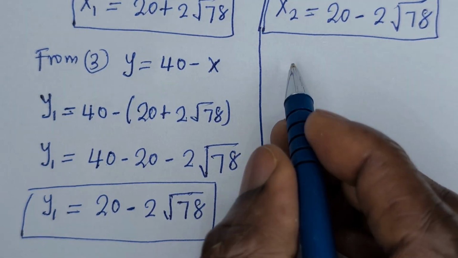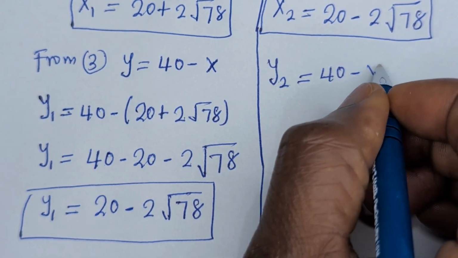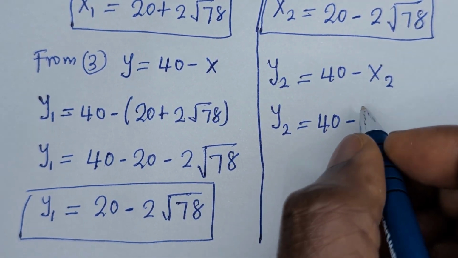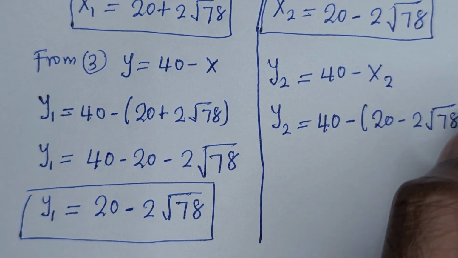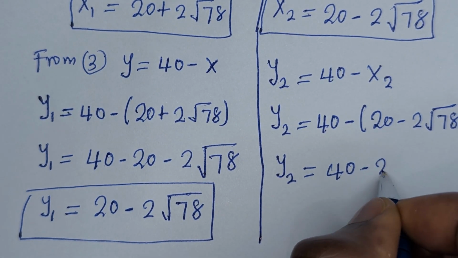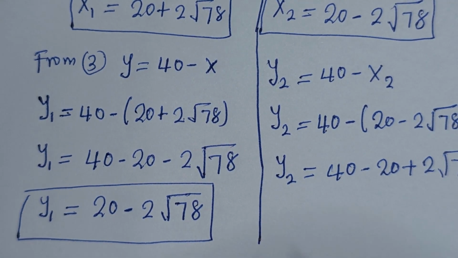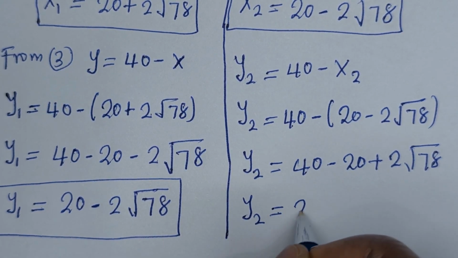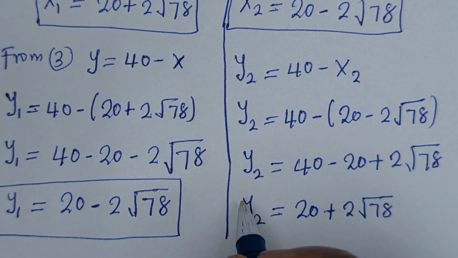And then y2 is equal to 40 minus x2. Then y2 is equal to 40 minus bracket 20 minus 2 root 78. y2 is equal to 40 minus 20 plus 2 root 78. y2 is equal to 20 plus 2 root 78. This is the value of y2.